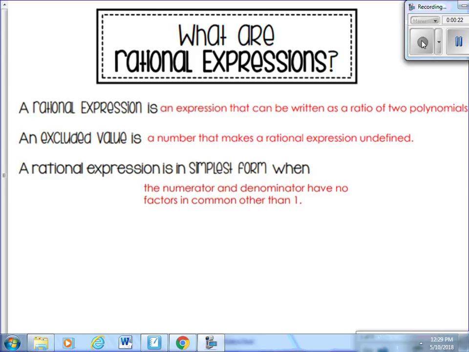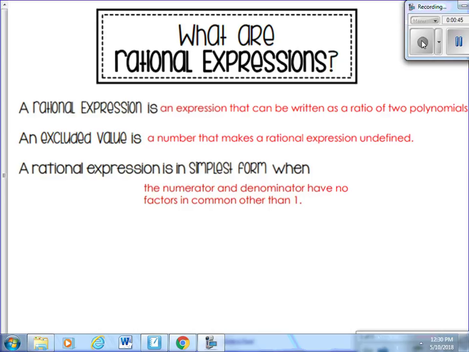A rational expression is an expression that can be written as a ratio of two polynomials, meaning you're going to end up having a fraction that's going to have two polynomials in it. It's basically a fraction that's going to have a variable of some sort in the bottom, in the denominator.